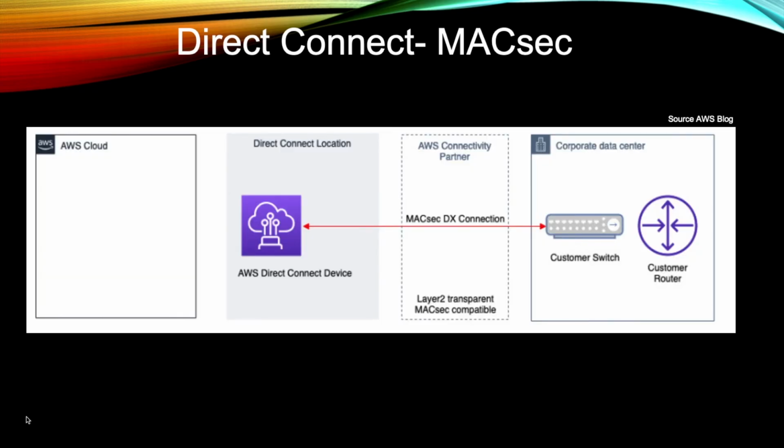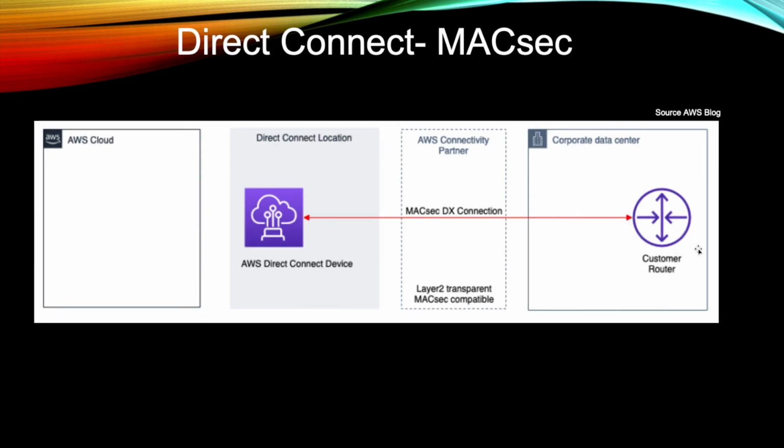These are a few other pictures I got from one of the AWS blogs. You can see that there are two different topologies you can use. In one of them, you can use the customer switch in between the router and the Direct Connect device, or you can connect your customer router directly to the AWS Direct Connect device. So that's all about MACsec with Direct Connect. Hope you understand what MACsec is, how it works, and how you can enable it and encrypt your data between your on-prem data center and your AWS Direct Connect devices by using MACsec.